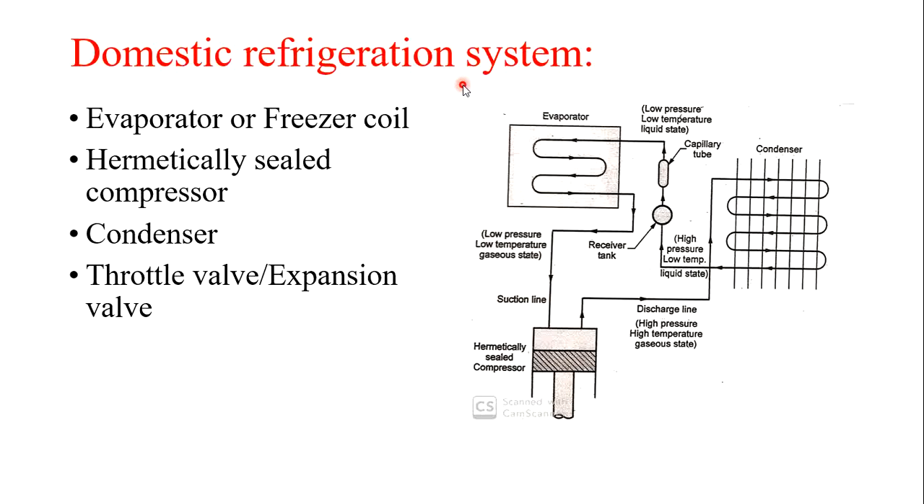Now look into working of this system. How actually this system works. Low pressure, low temperature liquid refrigerant from the capillary tube enters the evaporator. When it enters the evaporator, it absorbs the heat present in the system. Due to absorption of heat from the system, it changes its state from liquid to vapor. That vapor refrigerant is drawn towards the compressor unit through this suction pipe.